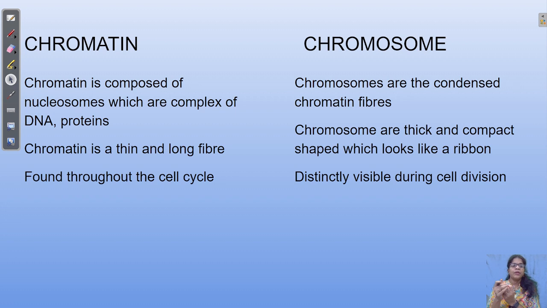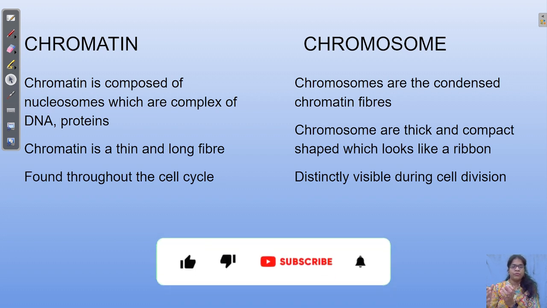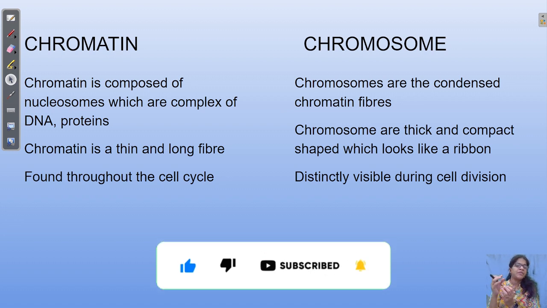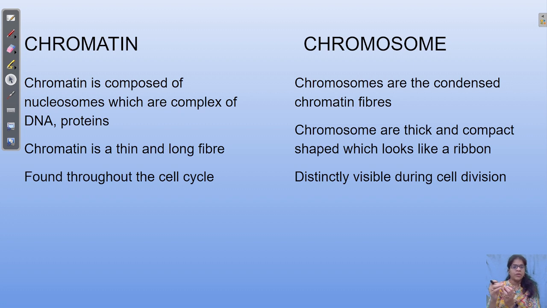The chromosome, I told you, is the condensed form of chromatin. When the chromatin enters cell division, mainly in the metaphase, which you should be well aware of, you will see a ribbon-shaped structure called chromosomes. They are the condensed form of your chromatin. Chromatin is generally a thin and long fiber, whereas chromosomes look like a ribbon. They are compact structures.